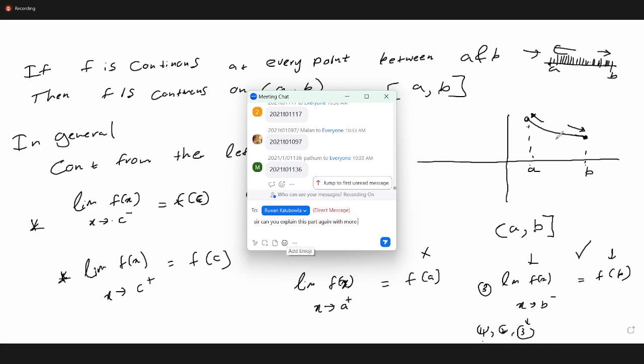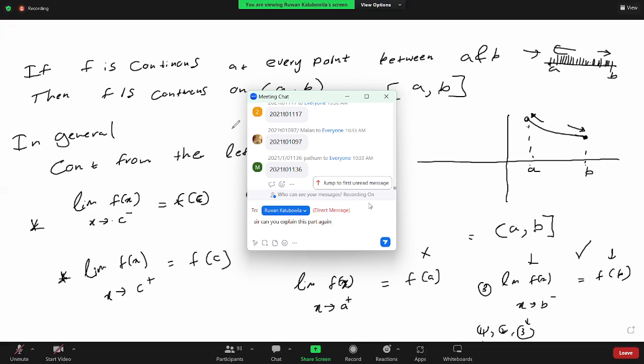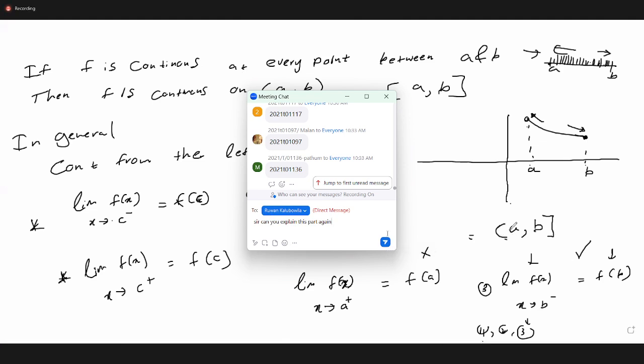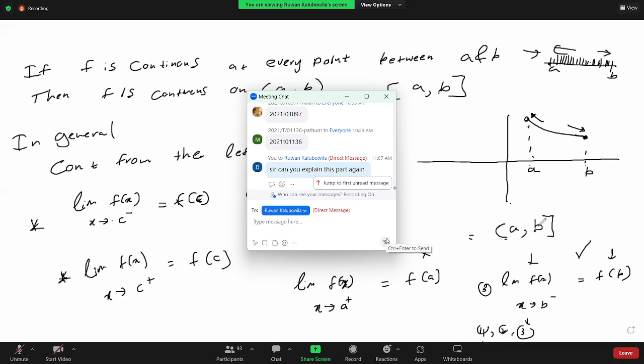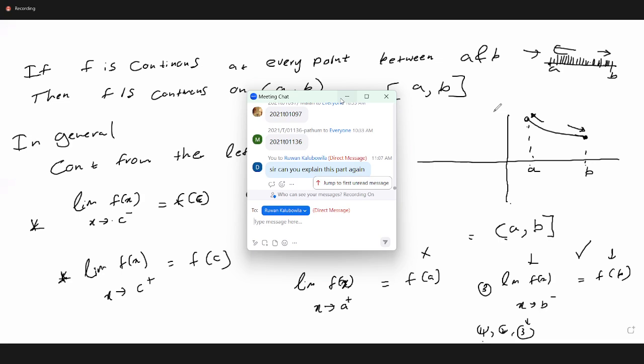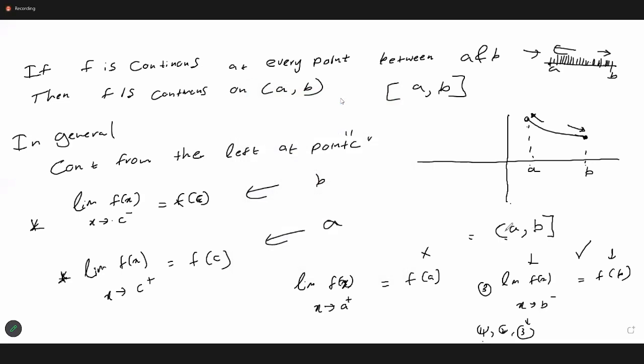For this function, we have to write the answer so that we include the point b, but we can't include the point A. So we have to write it like this: this function is continuous within this range, but the range is like this. Right?